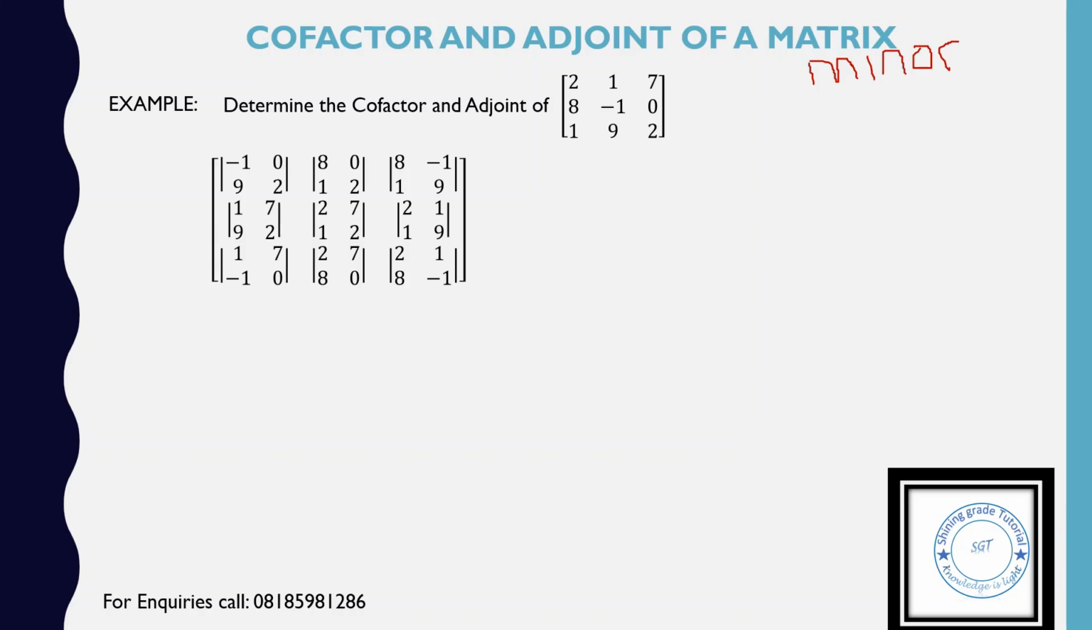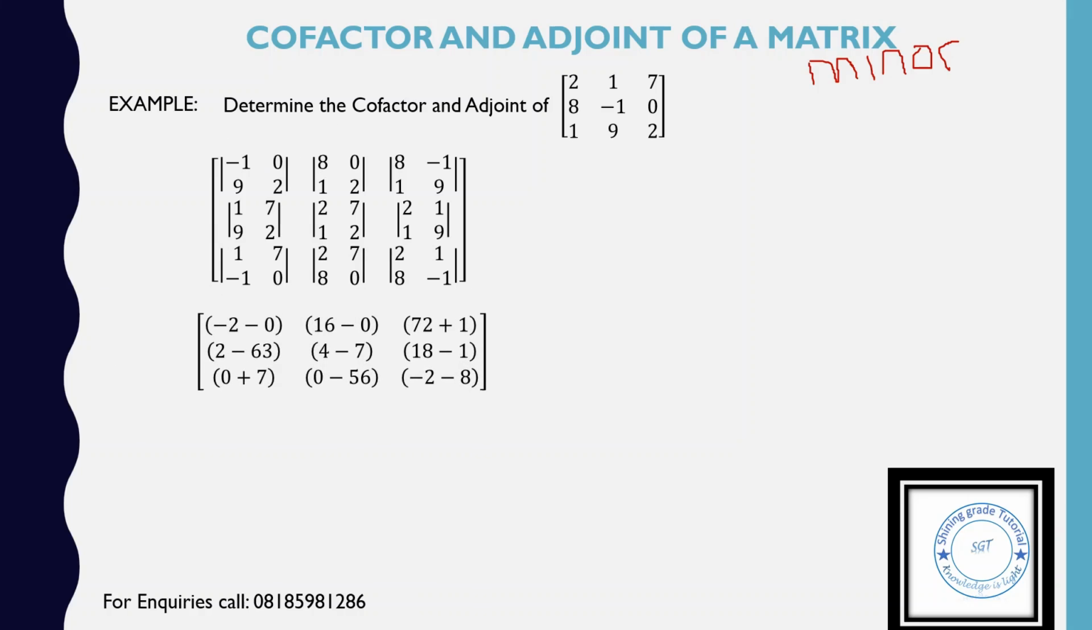So that's shown here. So we'll find the determinant of each now. To find the determinant of each, we have minus 1 times 2 minus 9 times 0, which is 0. Then 2 times 8 is 16, 1 times 0 is 0, 16 minus 0. 8 times 9 is 72, minus 1 times minus 1, minus times minus will be plus. We have this. So 1 times 2 is 2.